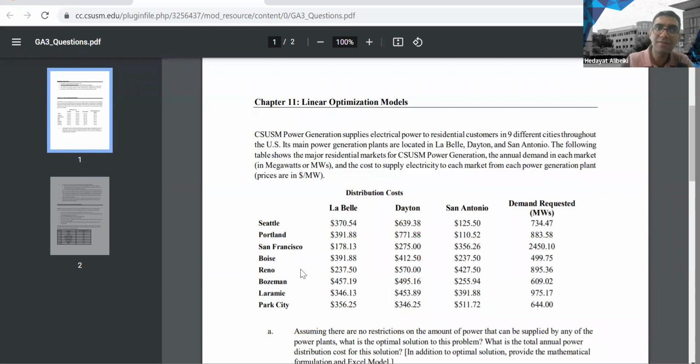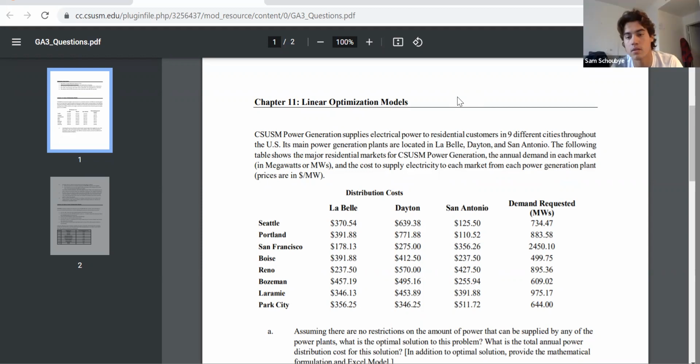Guys, this is group activity 3, question number 1. What's the objective function? To meet the demand in megawatts. Meet the demand. Actually, we assume that the demand has to be met, so that's going to be a constraint for us, not necessarily the objective. It's going to be a hard constraint. We have to meet the demand.